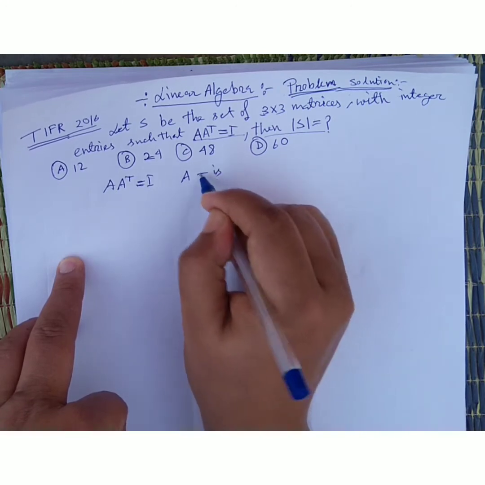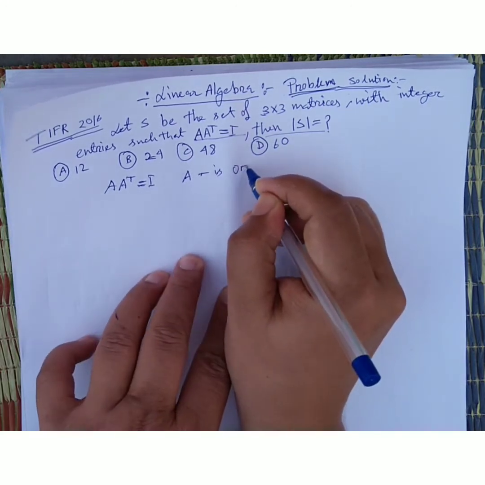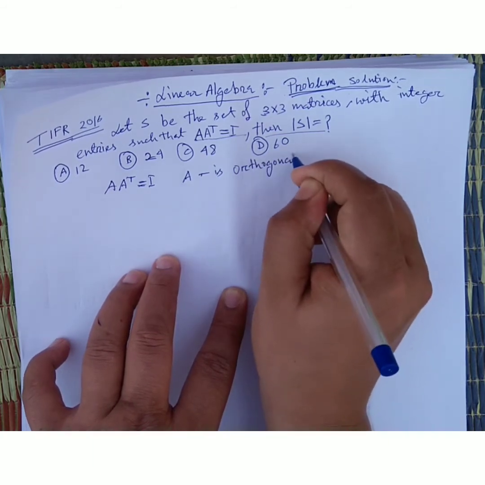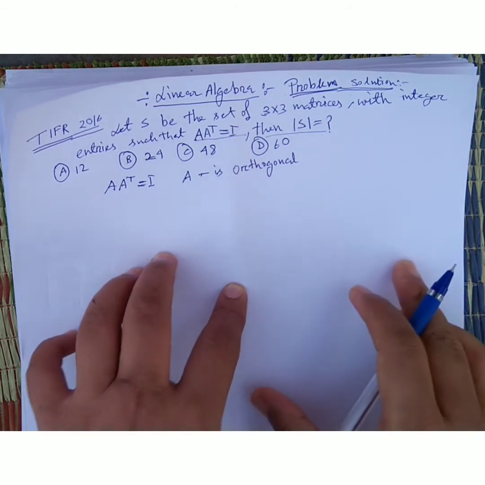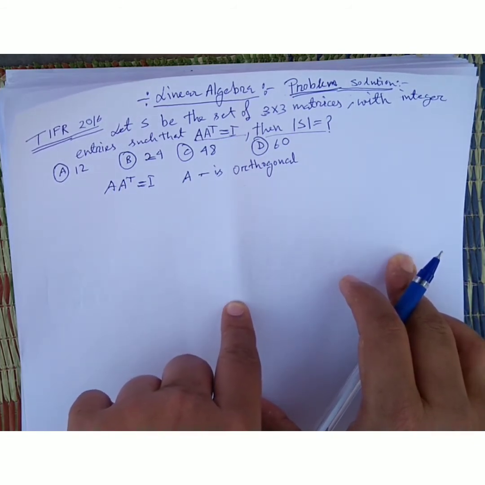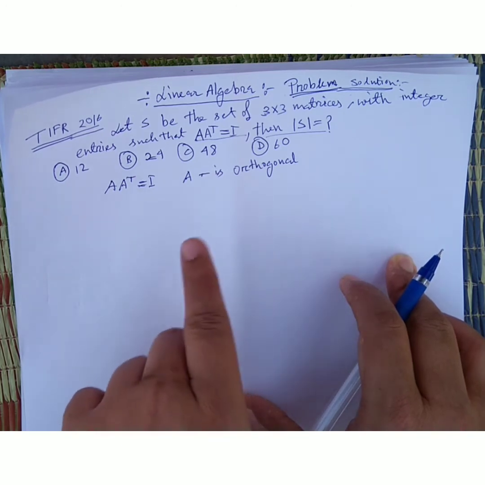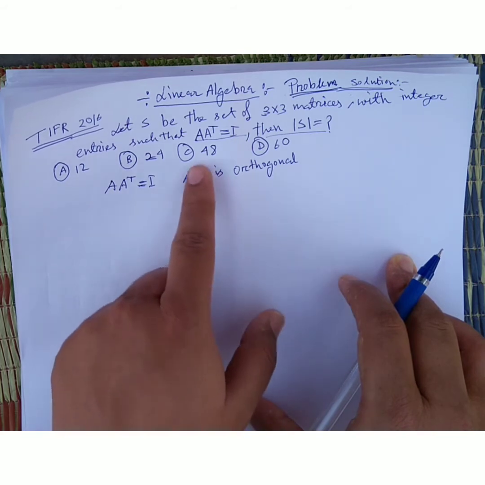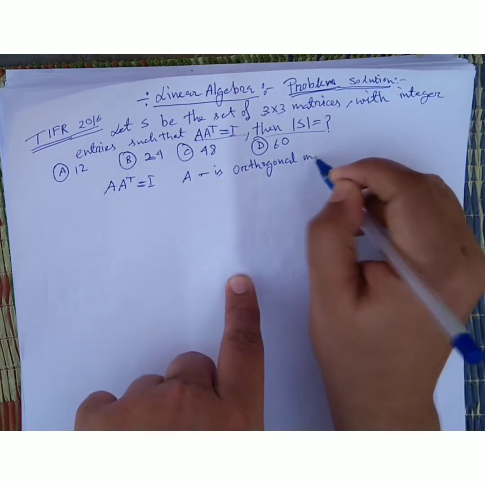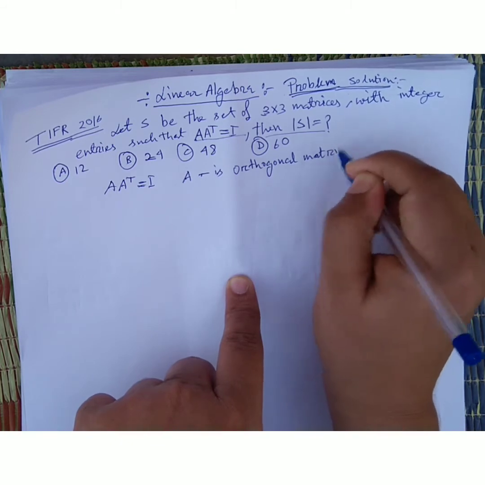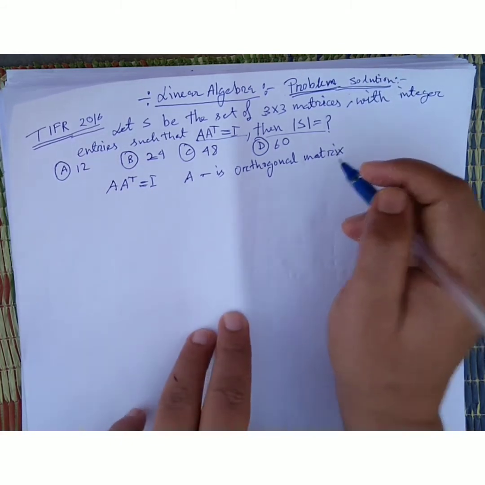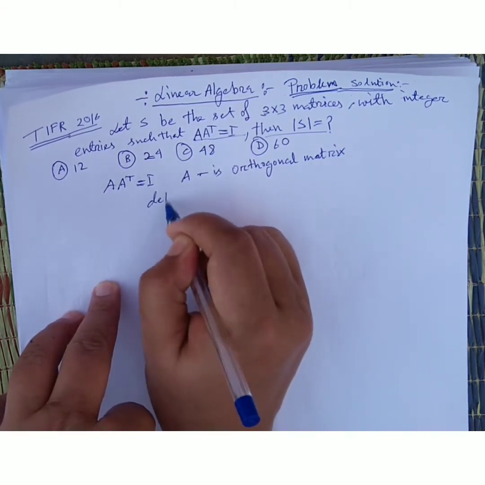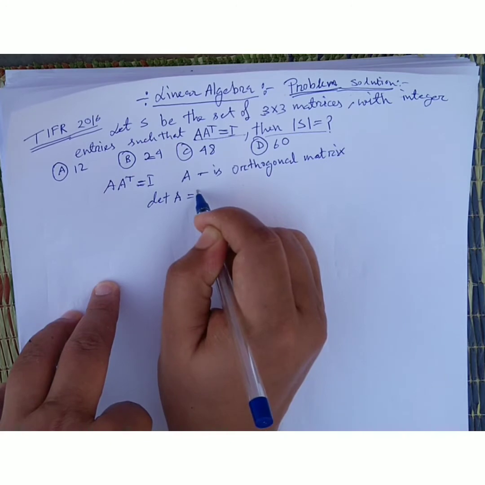So must remember A is orthogonal. I also described that in the real case we get an orthogonal matrix, and when it is complex then it is a unitary matrix. There are 2 types of matrix: one is an orthogonal matrix, another is a unitary matrix. This matrix is an orthogonal matrix. Now friends, you see that in the case of an orthogonal matrix, det A is equal to 1.